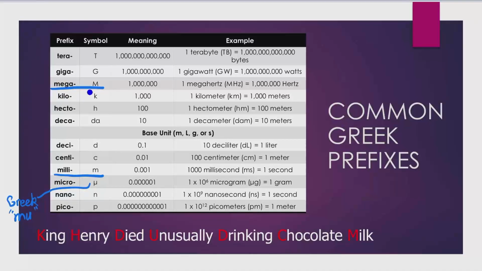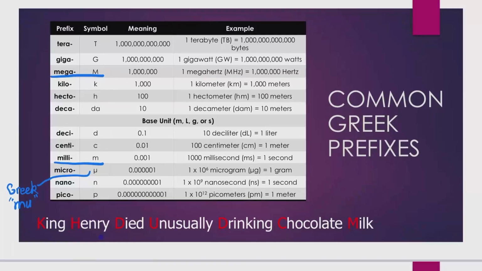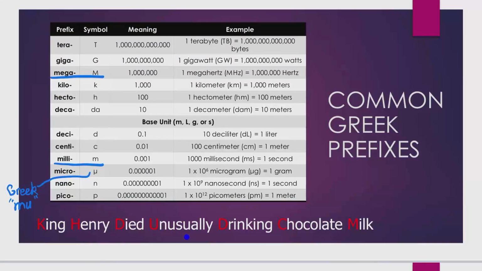So starting with kilo working down to milli, King Henry died unusually drinking chocolate milk. So that's kilo, hecto, deca, unit. Drinking chocolate milk. Deci, centi, milli. And then everything outside of that goes in orders of 3.